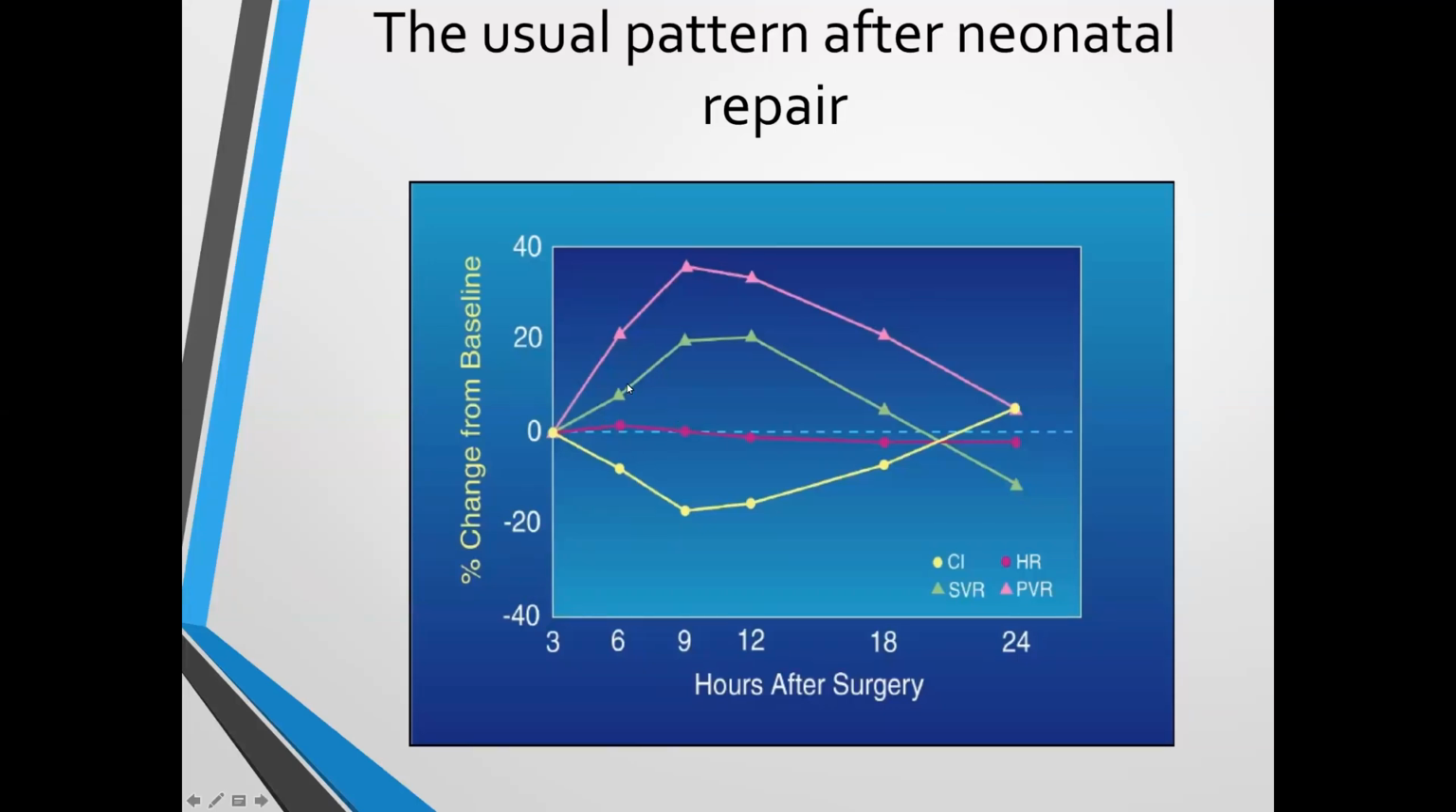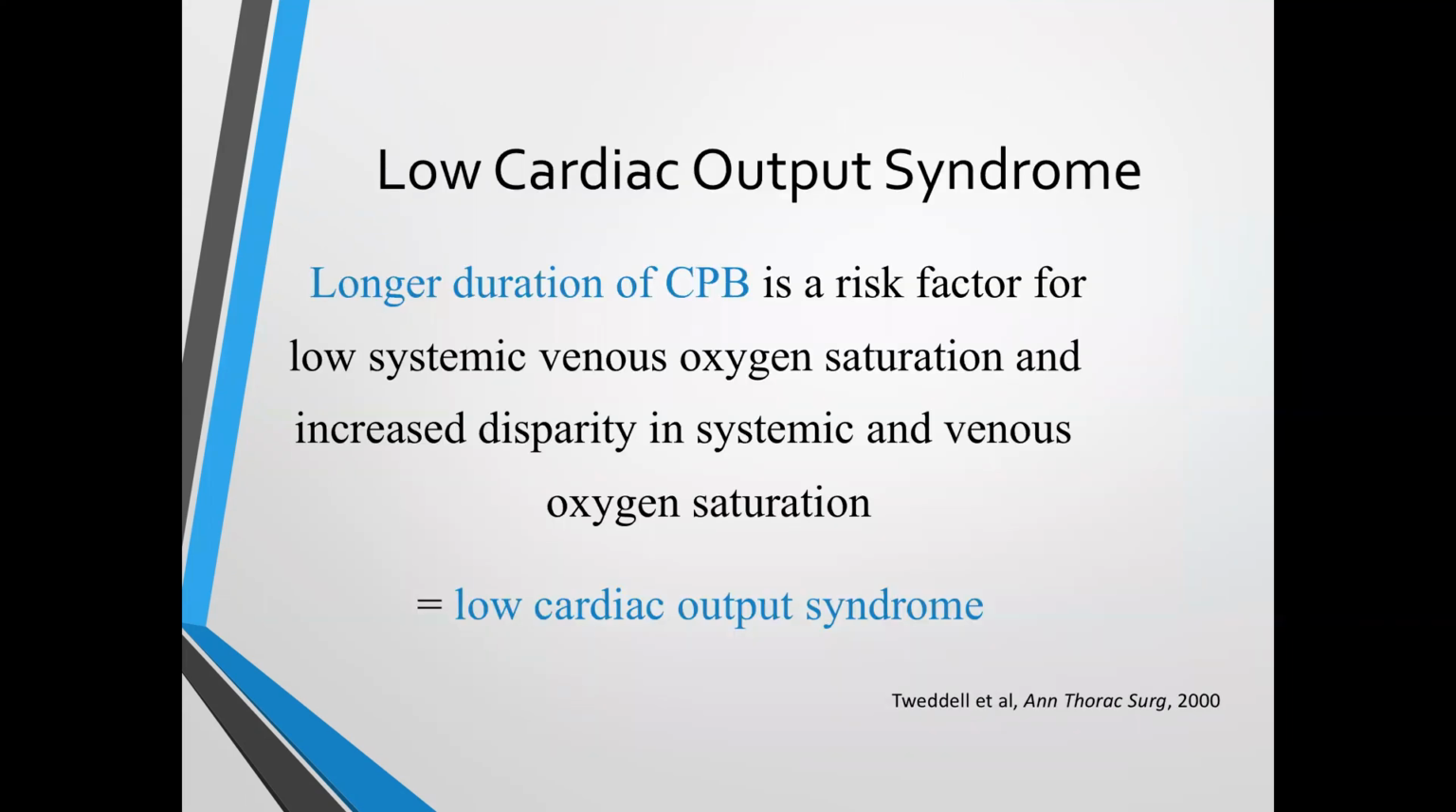This is a summary of the increasing systemic vascular resistance and pulmonary vascular resistance, at the same time with a drop of the cardiac index after almost 12 hours. That's why the first 24 hours post-operative is very, very important and very critical for all patients. This is a low cardiac output syndrome.